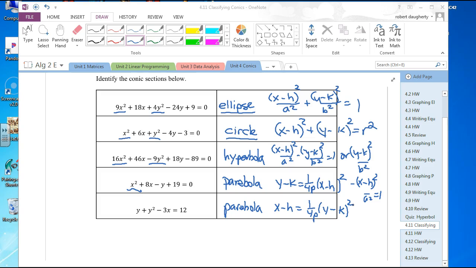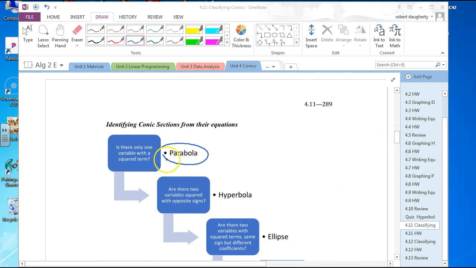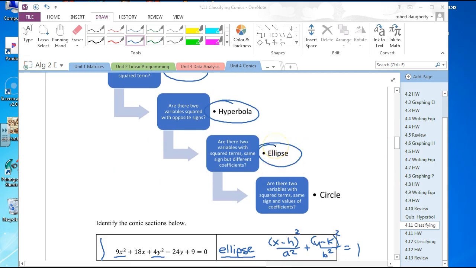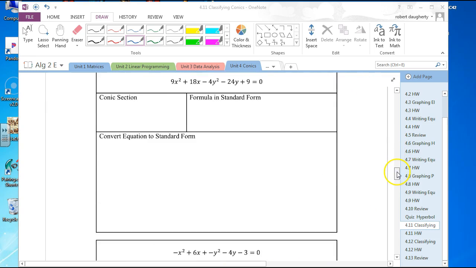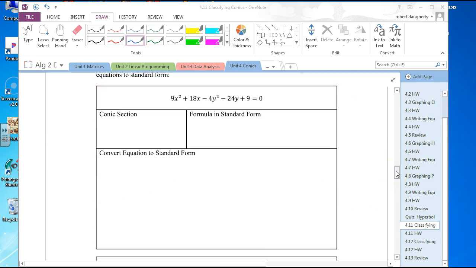Okay. So what's new is being able to look through these and go through a decisioning process. And like I said, this is the way you just need to look at it. If you only see one squared term, you're dealing with a parabola. Just determine which form you're using. If you see two squared terms with opposite signs, you've got a hyperbola. If you see two squared terms, they have the same sign, but they have different coefficients, that's an ellipse. Two squared terms, same sign, same coefficient, that's going to be a circle. Okay? So what's different in this section then is you're going to see problems like this. What is this? And put it in standard form.